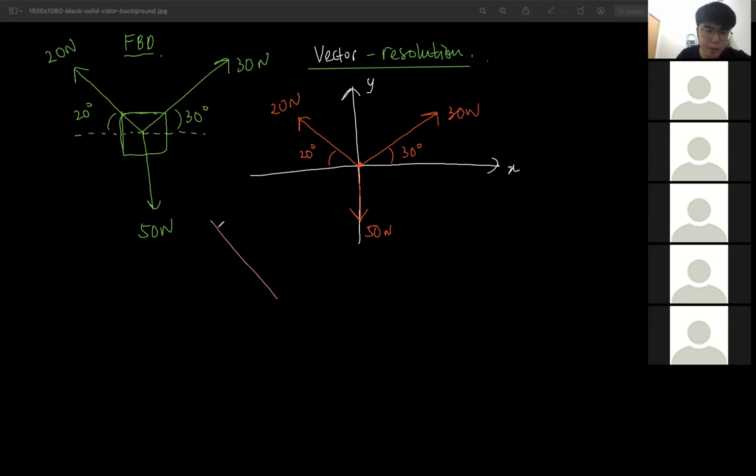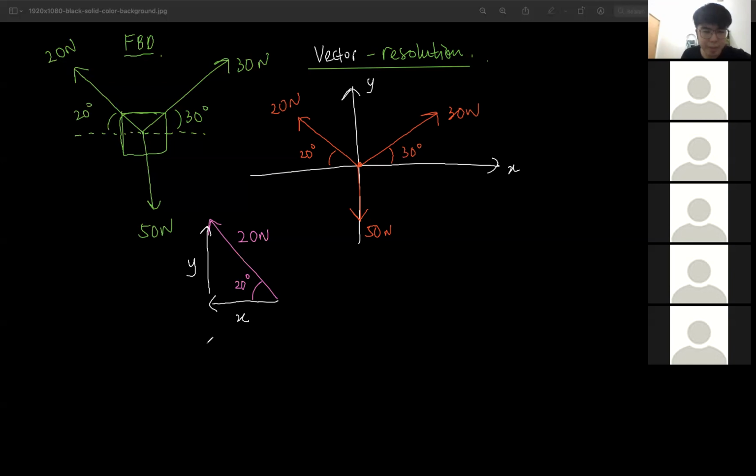Okay, so this is the 20. I draw it separately here so that you can see. This is 20 degree, right? Where is the horizontal component? This is the horizontal x. Going up is the vertical y. Okay? Horizontal, vertical. So find x.